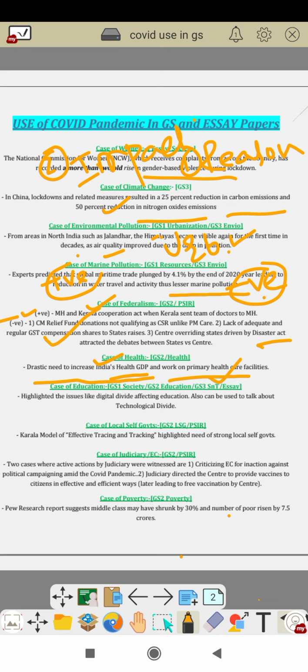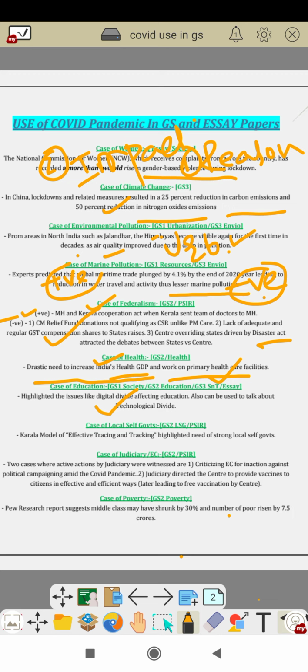Okay. Next comes the education wala part. Online education was very much in news since the start of the pandemic, but equally important is the issue of digital divide. So we can use the digital divide wala aspect to highlight that the COVID pandemic has highlighted the need of bridging gaps like the digital divide.